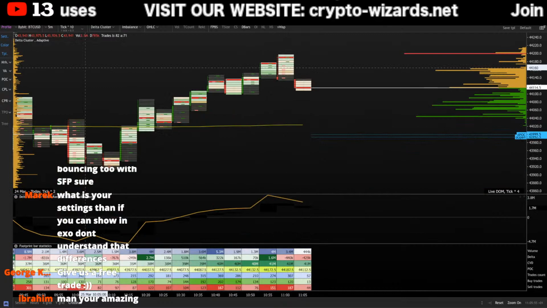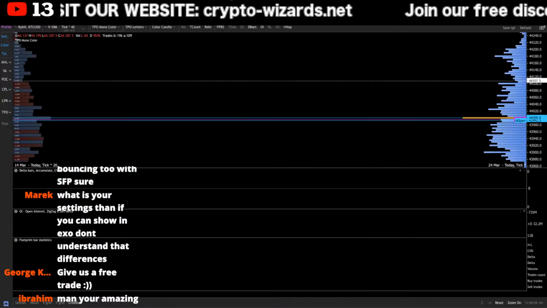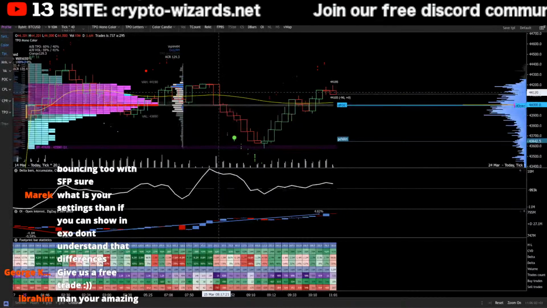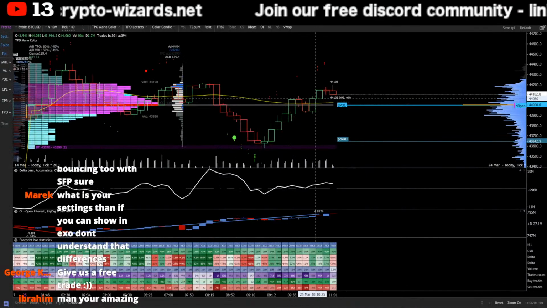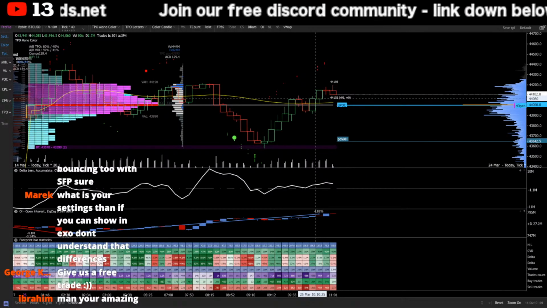If I check this template based on volume candles, it's simply just too risky to actually enter some position here.